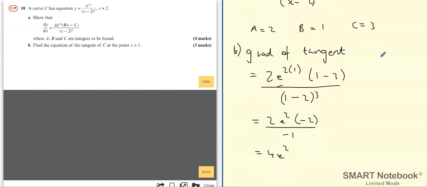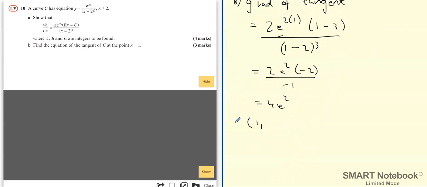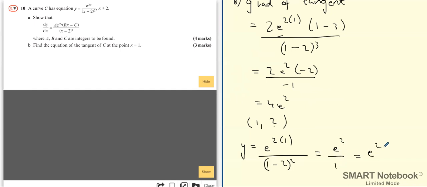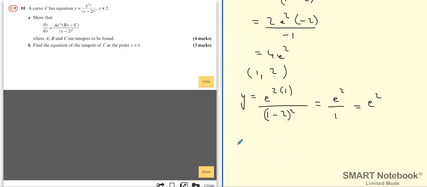I know my x coordinate is 1, but I don't know what the y passes through, but I've got a y coordinate given to me there. So I can work out y equals e to the 2 times by 1 over 1 minus 2 squared, which is e to the 2 over 1, which is e squared. So now I've got everything I need.